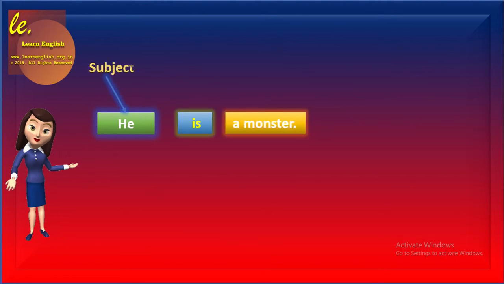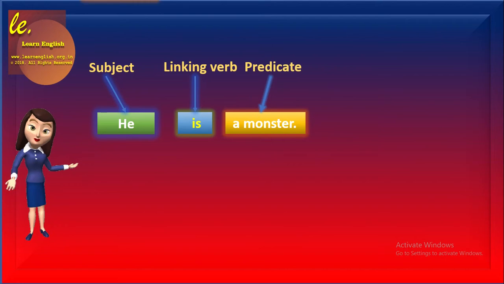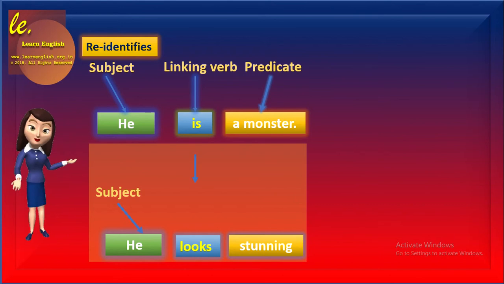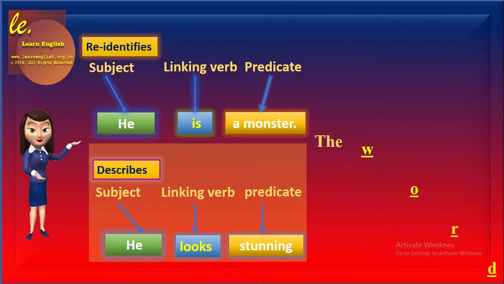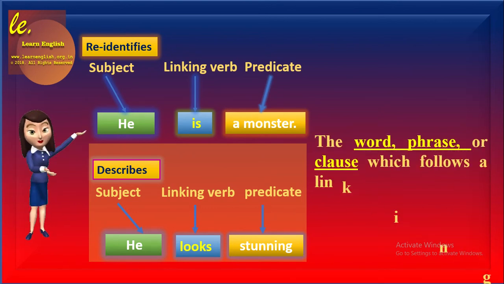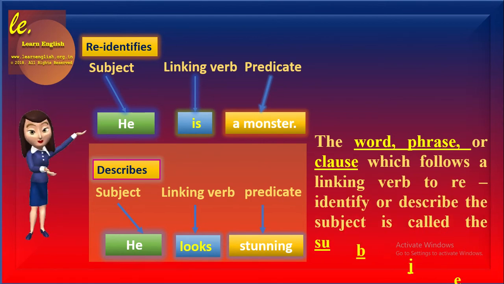He is a monster. He is the subject. Is the linking verb. A monster is the predicate. Re-identifies. He looks stunning. He is the subject, looks is the linking verb, stunning is the predicate. Describes. The word, phrase or clause which follows a linking verb to re-identify or describe the subject is called the subject complement.